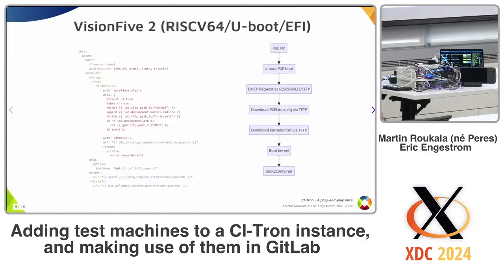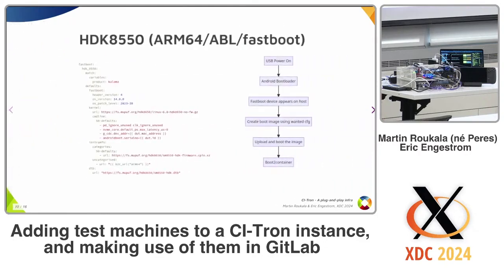Next, the Vision 5. Martin went faster than me. This one is a bit of a simpler setup, but we're using a power over Ethernet switch to provide both power and network together. And this one is a RISC-V board. Last one is an Android, and this one we use fastboot to boot, which is different. It's not a network request; it's a new USB device that pops up.